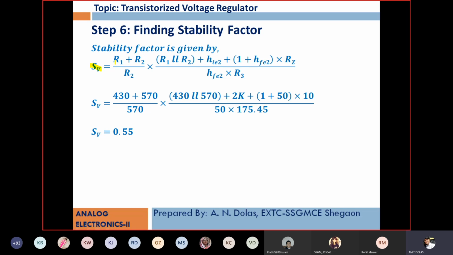There are two ways. Either you remember this formula, if you want to calculate the stability factor, the formula is R1 plus R2 divided by R2, which we have calculated till now, into R1 parallel to R2 plus HIE2, whose values were given, plus 1 plus HFE2 into RZ, where RZ is the inner resistance, 10 ohm we have taken, divided by HFE2 into R3, whose value we have calculated. So by this formula you may calculate the stability factor SV, and you have to remember this formula.